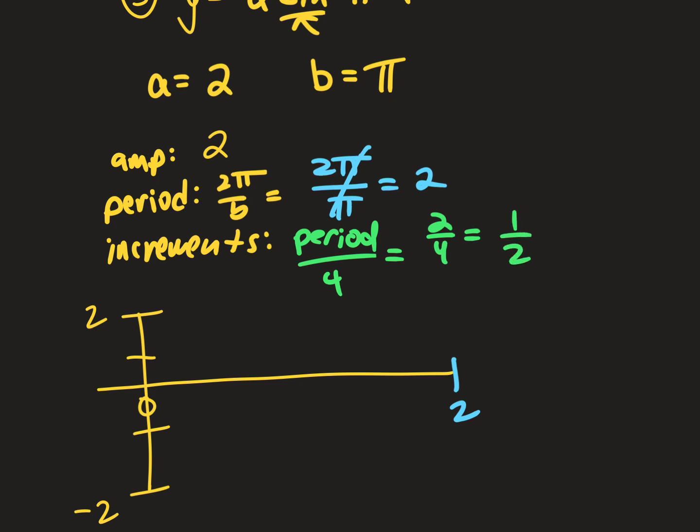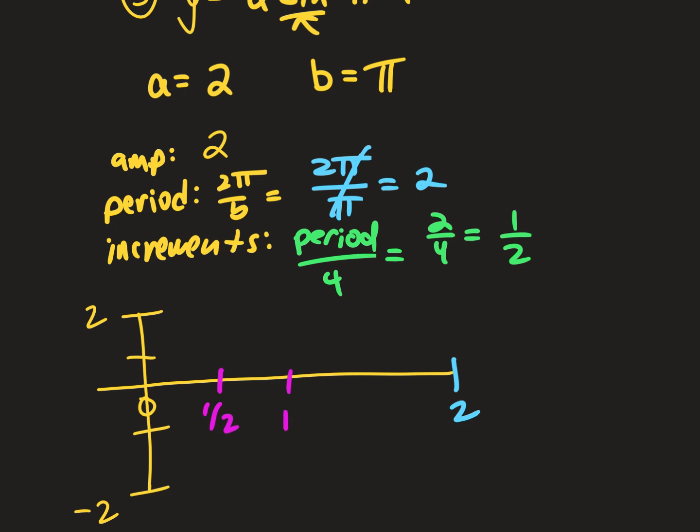1/2. So how many spaces are in between each tick mark? 1/2. So I start at 0. My first tick mark is at 1/2. My second tick mark, what's 1/2 plus 1/2? 1 whole.